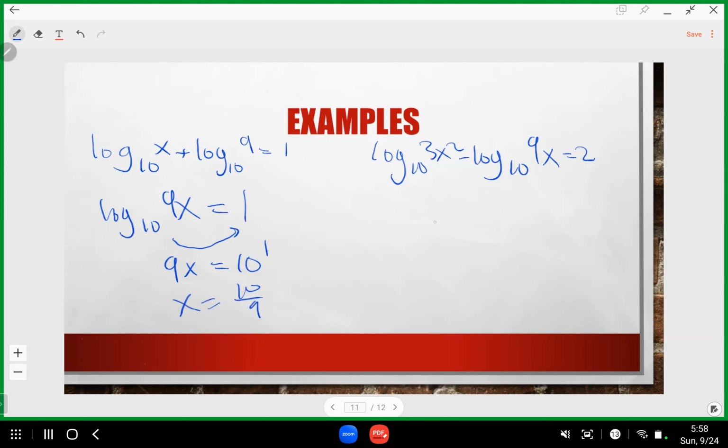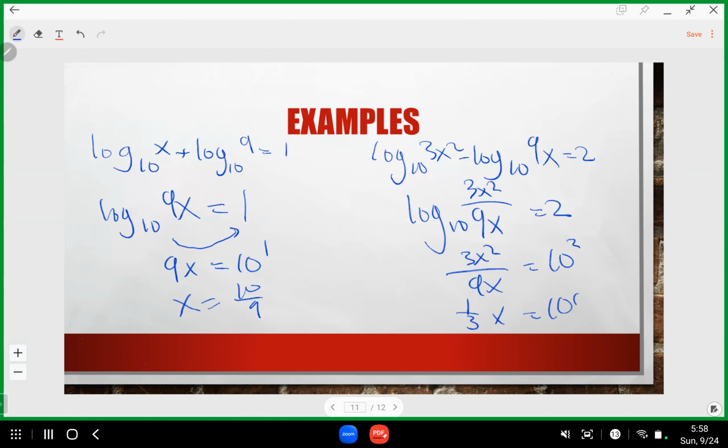The second one, we know we can divide these, right? So what do we get? That's equal to 2. And we have 3x squared over 9x is equal to 10 to the second power, right? That's 1/3 times x. 1/3 times x is equal to 100, so x is equal to 300. Right. So, are there any questions on this?